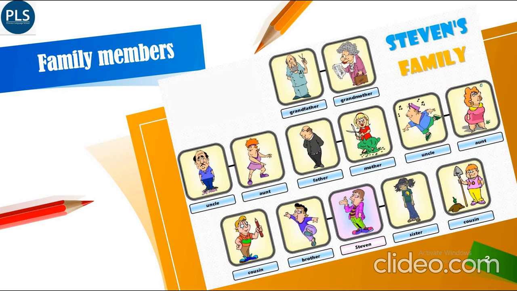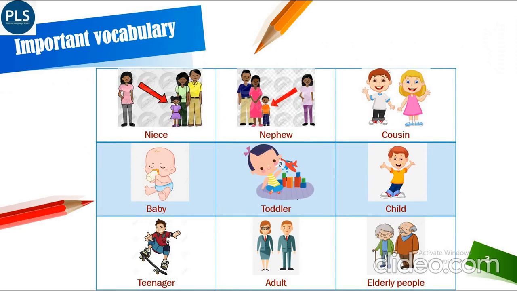His uncle can be his father or his mother's brother. And his aunt could be his father or his mother's sister. And, of course, his uncle and his aunt have children. And these children, we are going to call them cousins. And of course, Stephen has a brother and a sister.